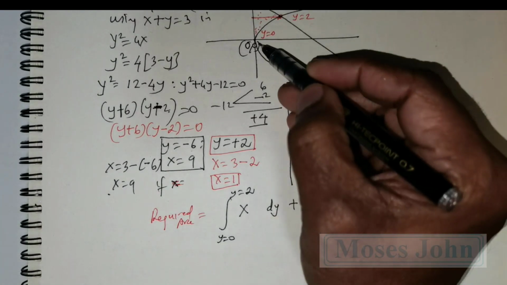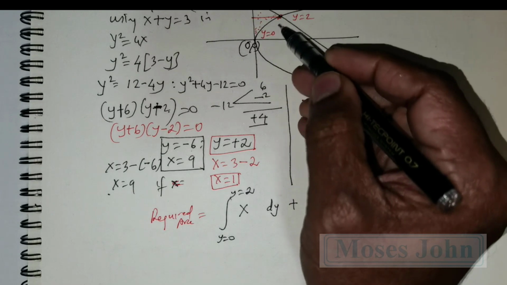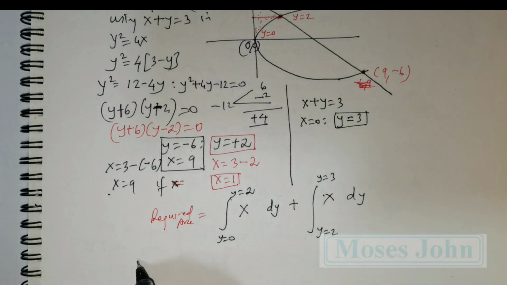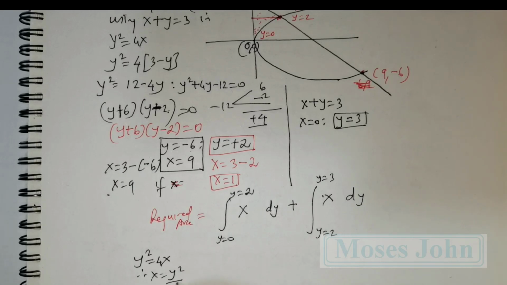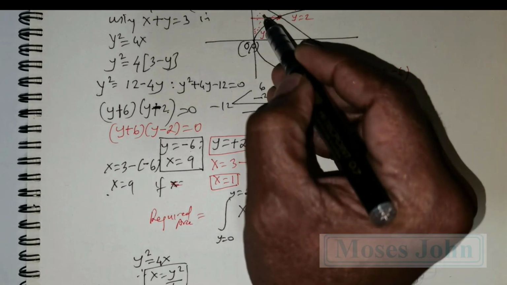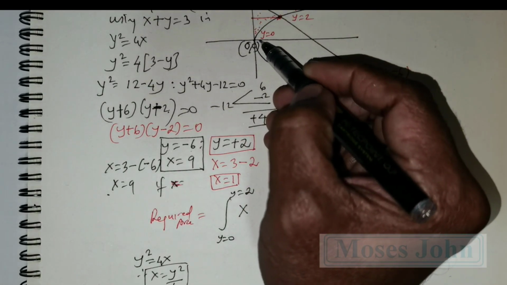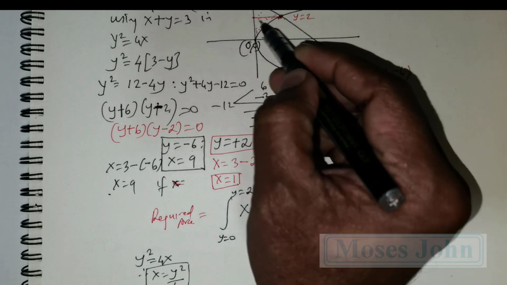Now, for the first segment, okay, it's a parabola. So, we are given y squared is equal to 4x. So, therefore, x is equal to y squared divided by 4. That's for the first segment. So, I will be integrating the region from 0, 0 to y is equal to 2, taking the curve.